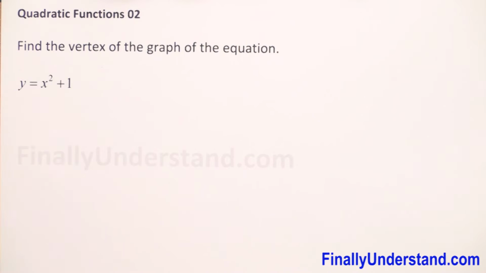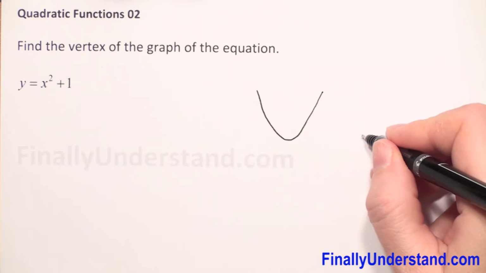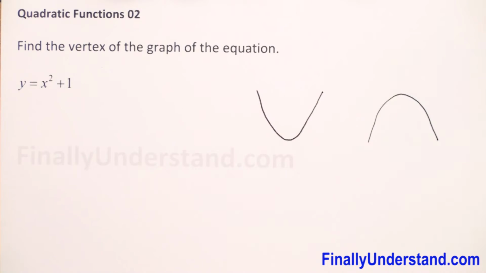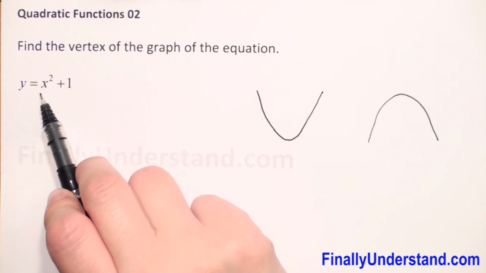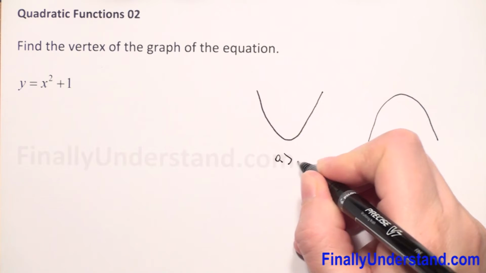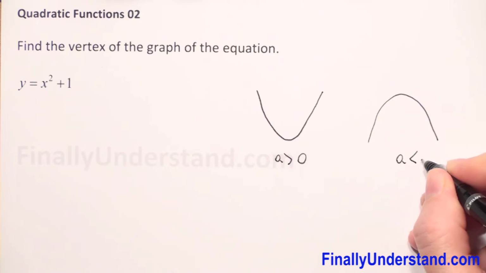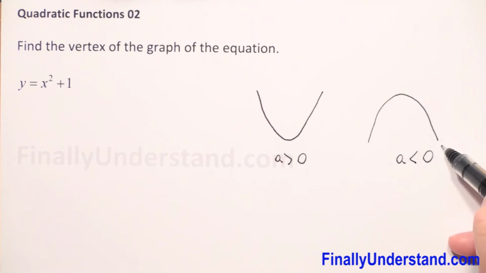We have to find the vertex of a graph of a given equation. We have a quadratic function. We know that the graph of a quadratic function is a parabola. A parabola can open up or open down. Everything depends on the coefficient before x squared. When the coefficient before x squared is positive, a is greater than 0, we have a parabola that opens up. When a is negative, we have a parabola that opens down.